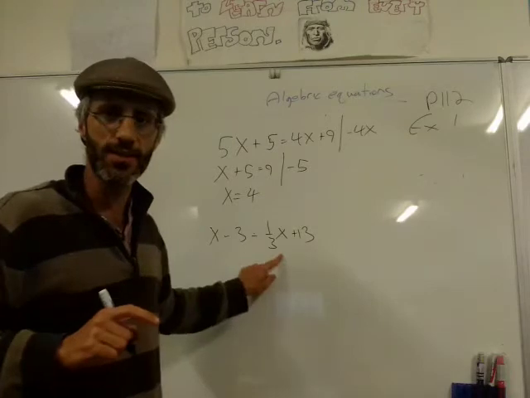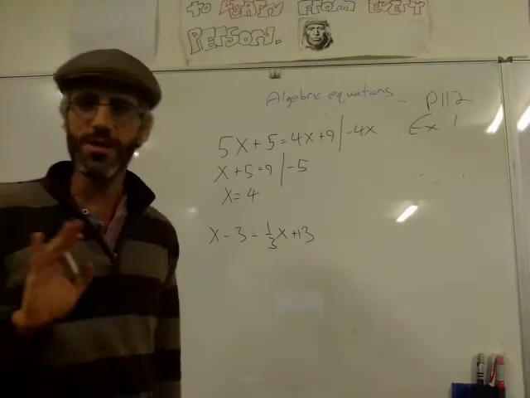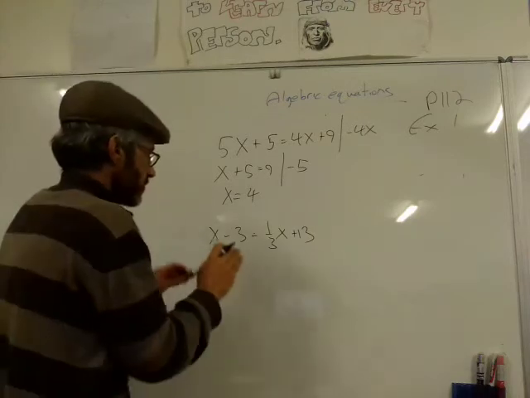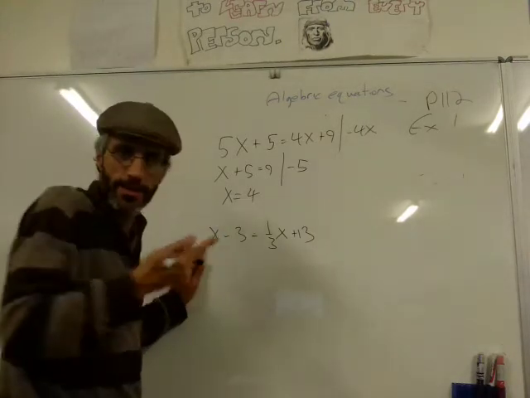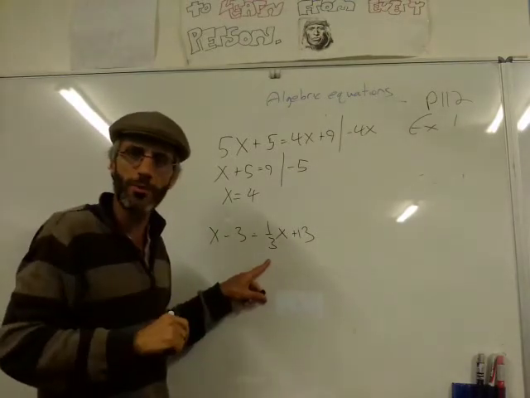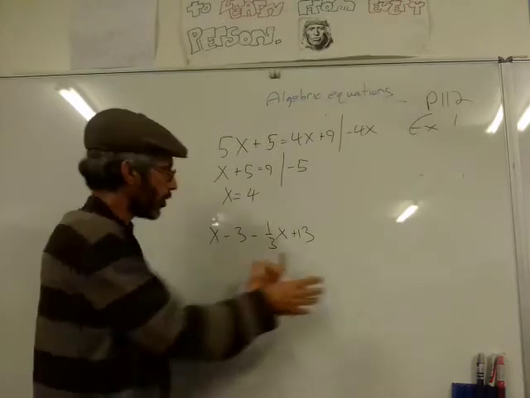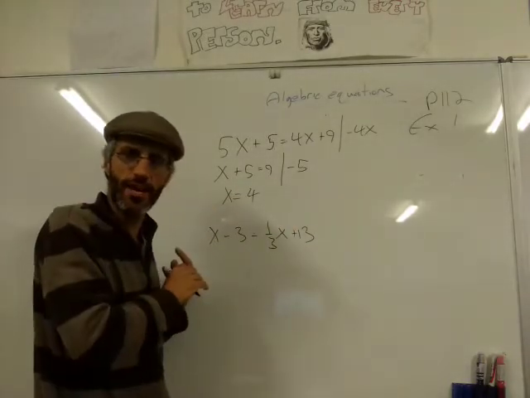We've got a bunch of x's, but now one of them is a fraction. But we do the same thing. So I've got x here. x is like 1x, and I've got a third of an x. Now, which one is bigger, x or a third of an x? x is bigger, isn't it? So I'm going to move that third x to the left side.